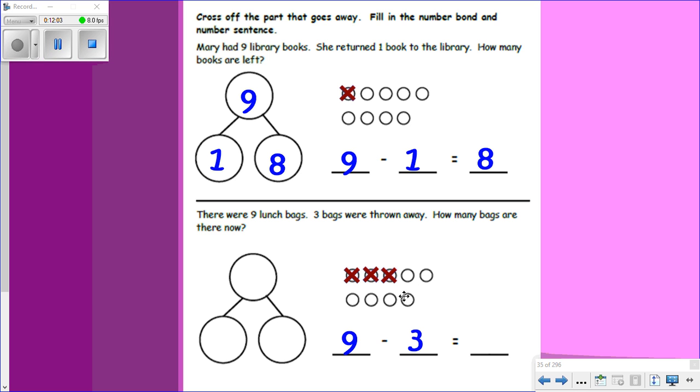1, 2, 3, 4, 5, 6. 6 are left. And when we fill in our number bond, we use these same numbers. We don't start making other numbers to go there. So we have 9 as our whole amount. So again, where is the whole amount going in this number bond? Should I put it here? No. How about up here? Yes, this is again the whole amount. It's 9 minus 3 that were X'd out. And how many are left? 6. Great work.